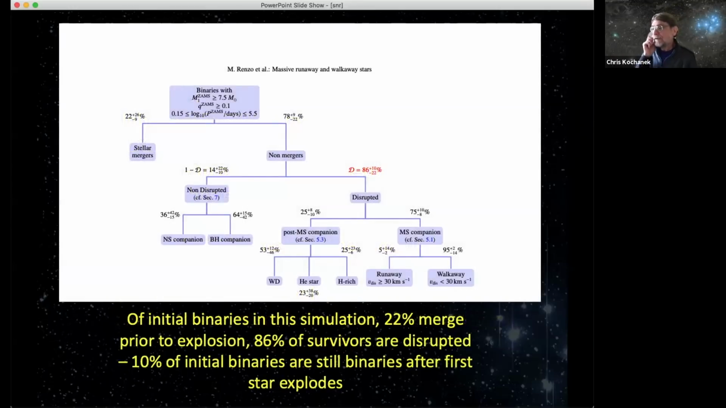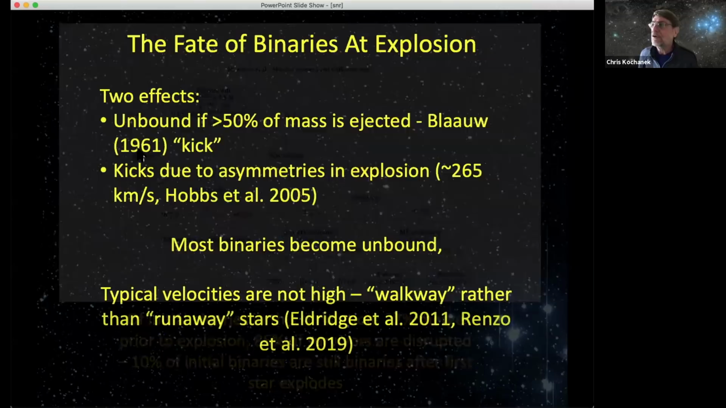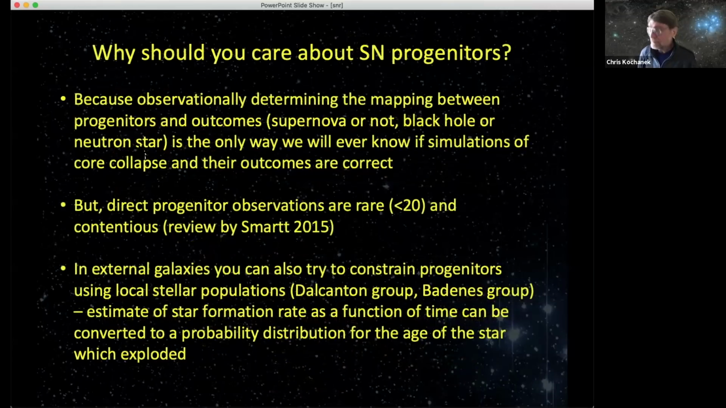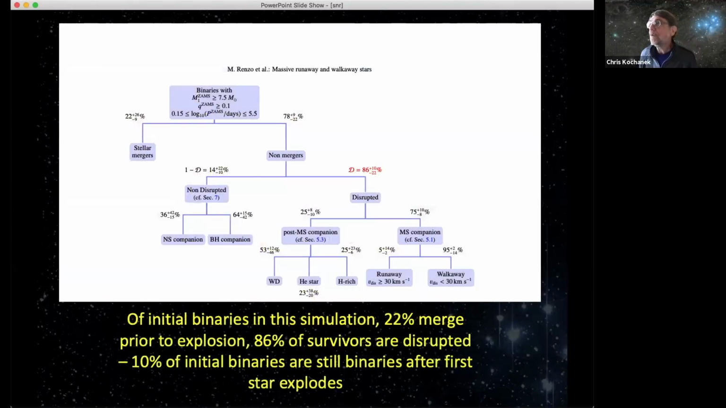So anyway, here's a result of someone's binary population synthesis model of this process by Renzo in 2019. This was in fact one of these papers looking at just how fast the runaway stars go. When you start up here with everyone in binaries, about a quarter of them merge before anything explodes. Okay, so 80% aren't mergers. When they explode, 86% of them are disrupted, only 14% remain bound.